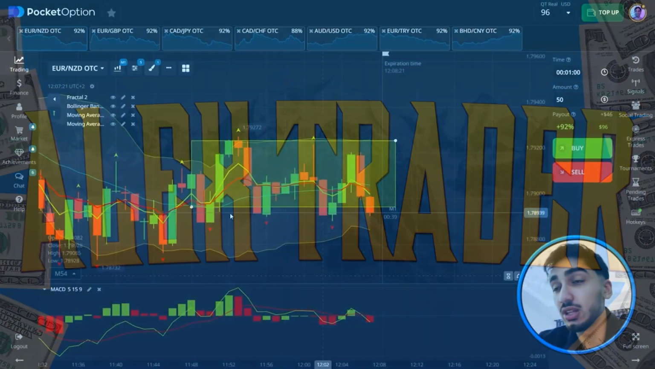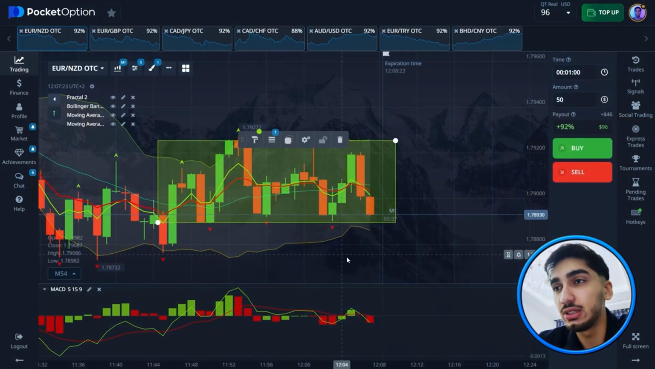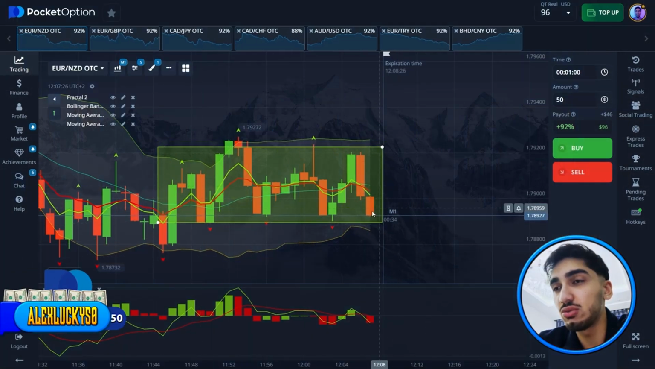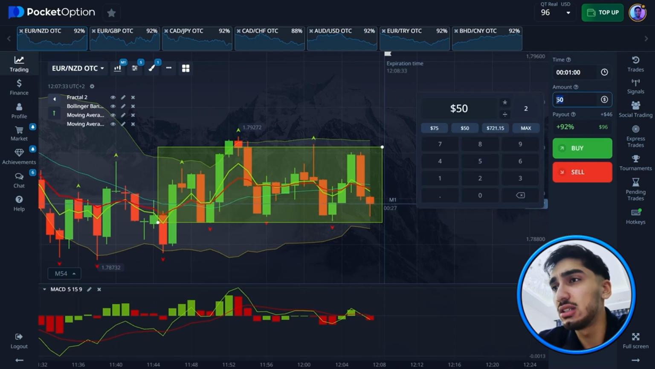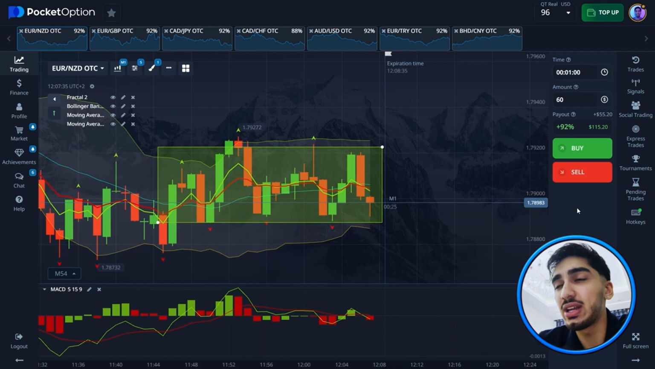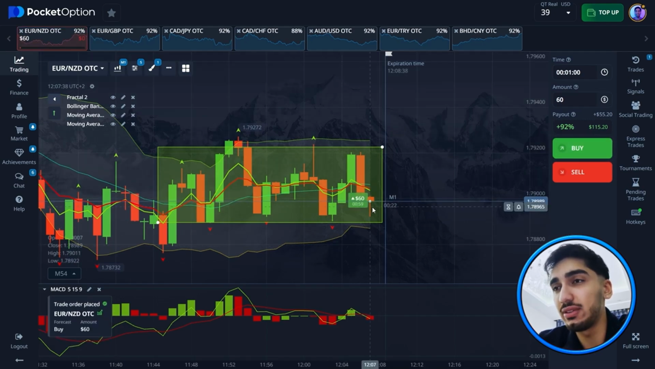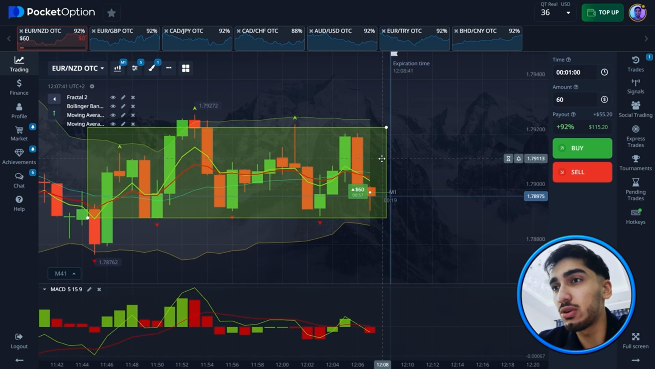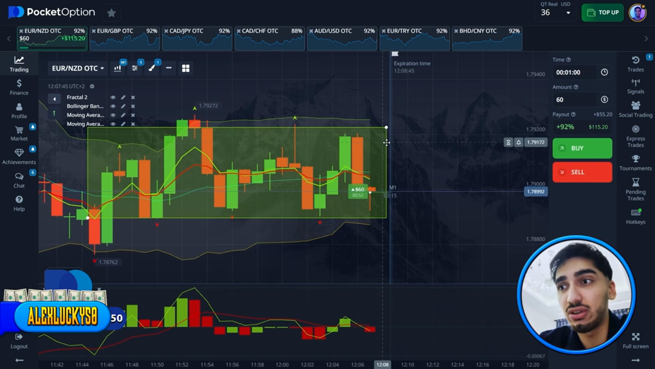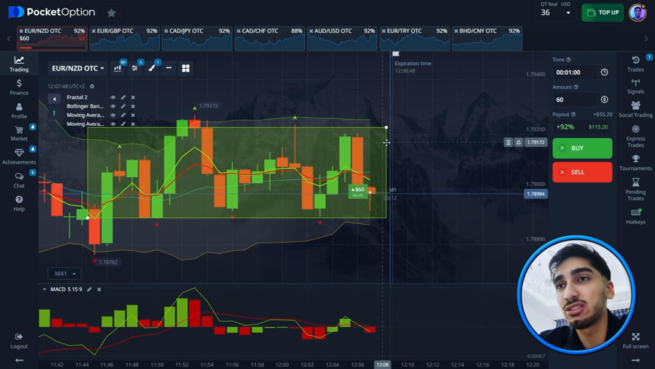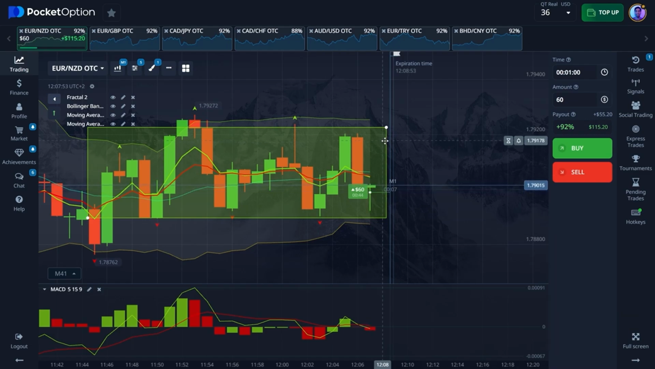Let me draw a rectangle right here. I'll explain what it is. So the asset is in a wide sideways range. The 1.788760 level acts as a support level. So that's why I'm going for long. Now the situation in front of you is very easy. The candles are just going from border to border, back and forth.